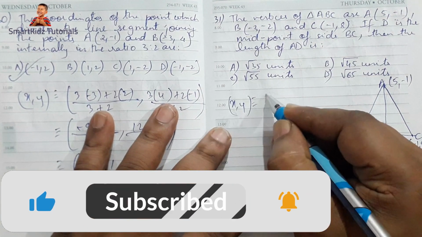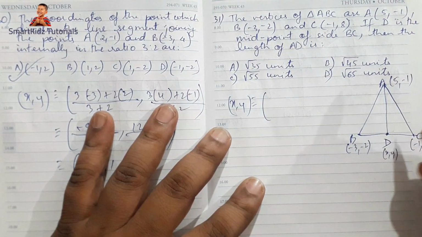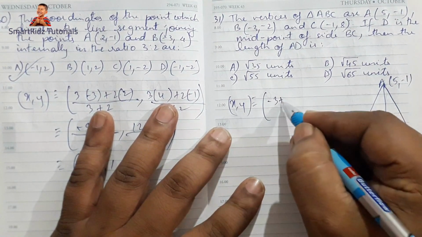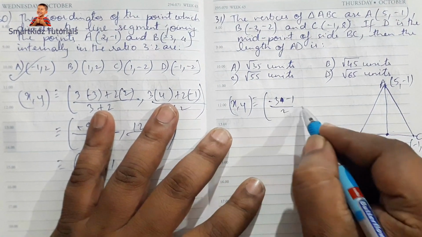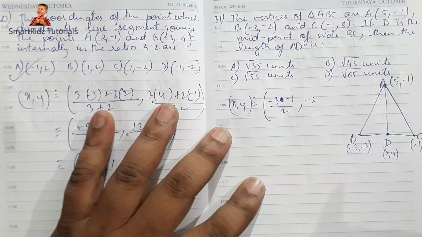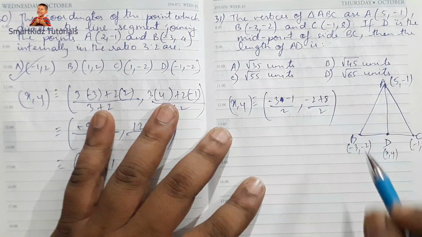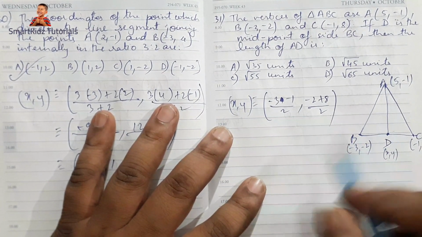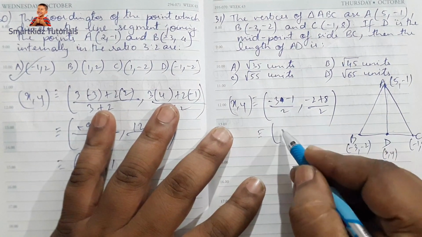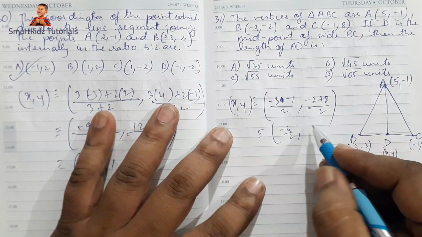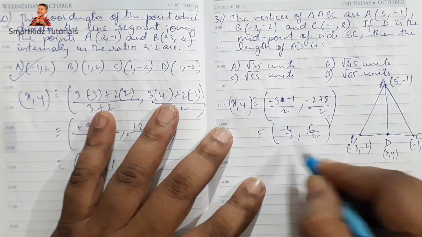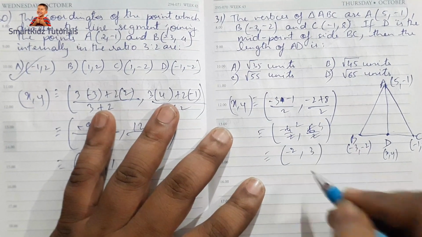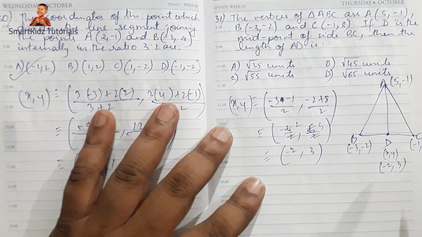So that would be (x, y) corresponding to BC, right? So (-3 - 1)/2 and (-2 + 8)/2, using the midpoint formula. If you do not know the midpoint formula, it's (x1 + x2)/2 and (y1 + y2)/2. -3 - 1 gives us -4/2, and -2 + 8 will give us 6/2. It cancels, and we get -2 comma 3. So D is (-2, 3).